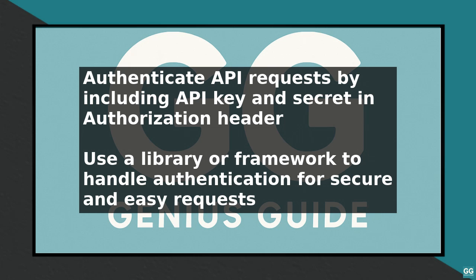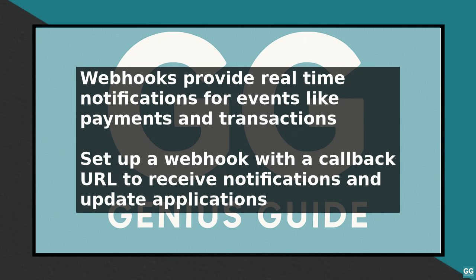Best practices for using the Revolut Business API include handling errors and exceptions properly, and implementing retries and timeouts to ensure reliable communication with the API. It is also important to keep your API key and secret secure, and to use a secure connection when making API requests.